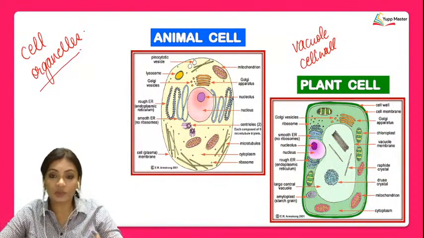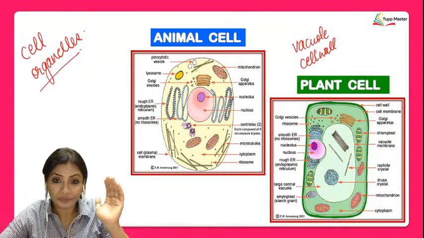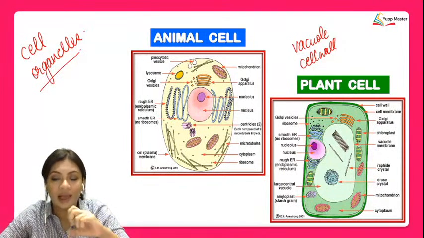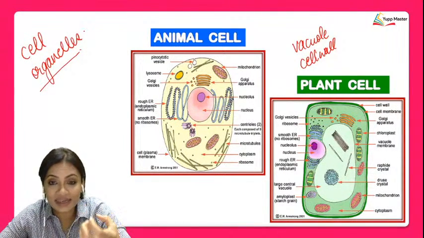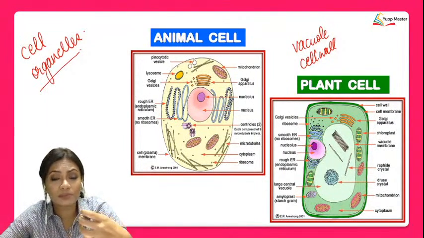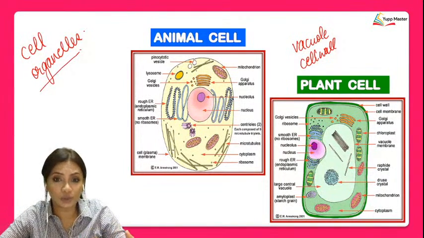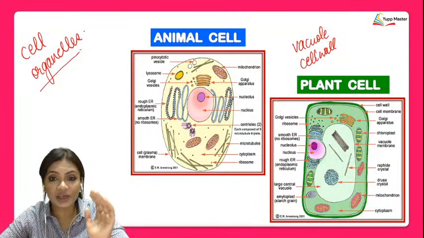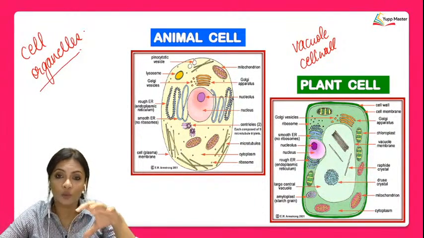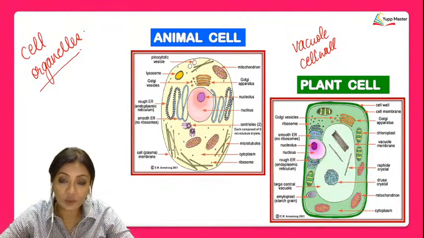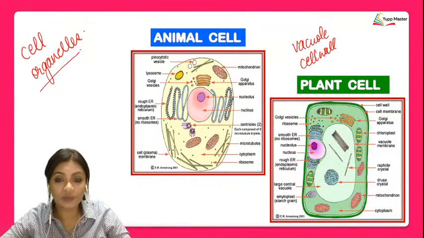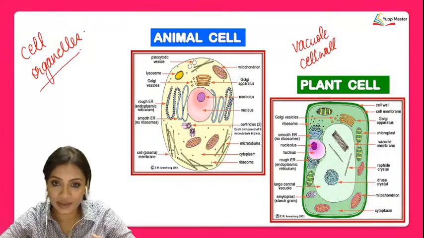So what we'll do is we'll start from the outermost part, and gradually we will go towards the center of the cell. And you know what the most important part of the cell is, that is the nucleus. So until we reach the nucleus, we will cover each and every cell organelle, whether it is a part of the animal cell or a part of the plant cell. We will study the cell organelles, and we will also mention which cell it belongs to.